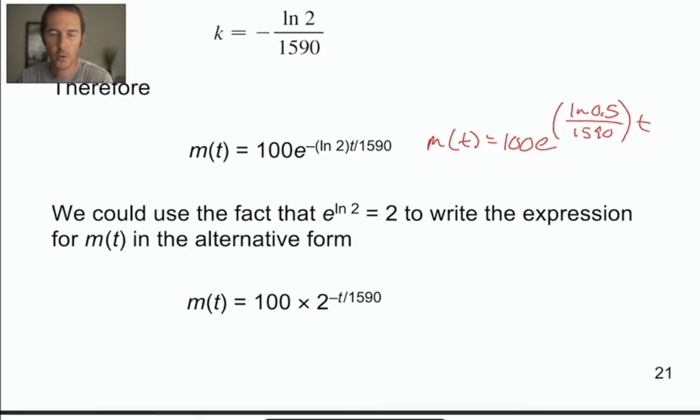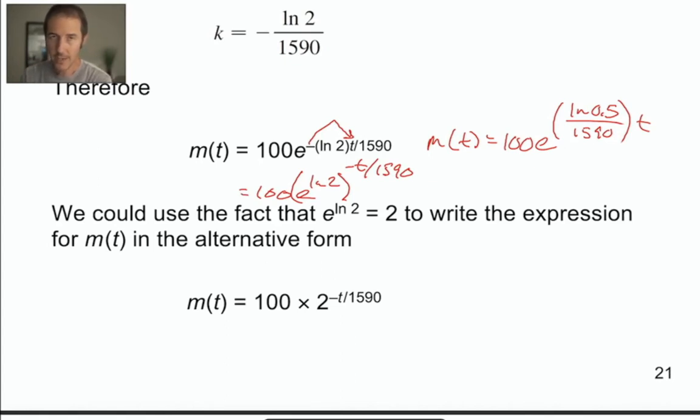So one of the perks to writing it the way that the author has chosen to write it is that if you take this negative sign and you associate it with the t over 1590, then you've got 100 times e to the natural log of 2, and then you can think of that as being to the power of negative t over 1590. Remember that if you have a thing to a power, you can multiply the powers. So that's why these are equivalent.